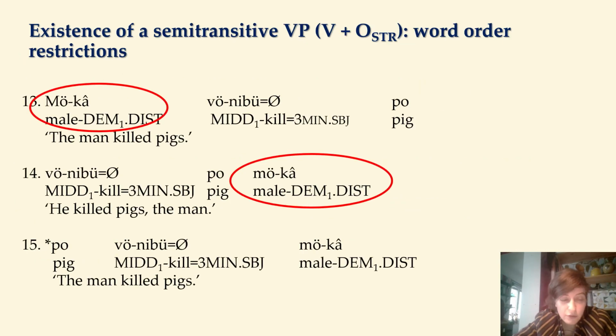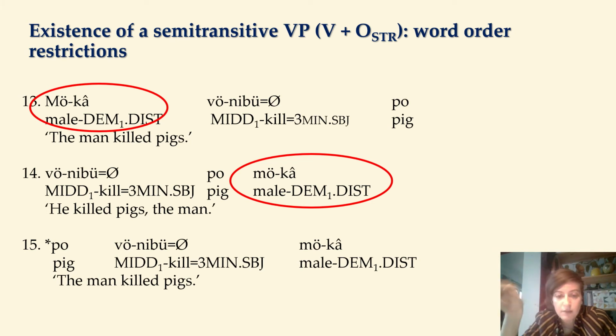There is also some evidence for the existence of a VP in the semitransitive clause, where the verb forms a unit with the semitransitive object. But this is shown only by word order restrictions. So we have an example here in 13 of a basic semitransitive clause with AVO word order: meko, the man, venim bupo, killed pigs. The agent in 13 can be dislocated in a final position, as in 14, he killed pigs, the man.